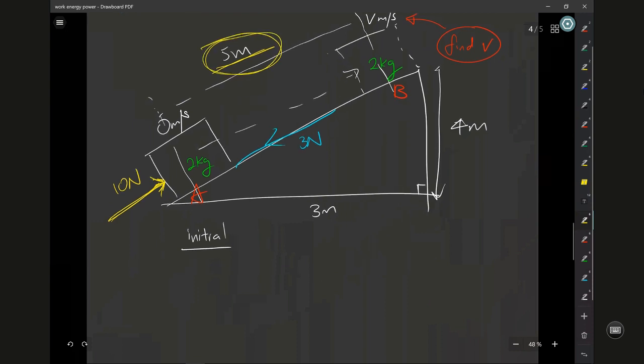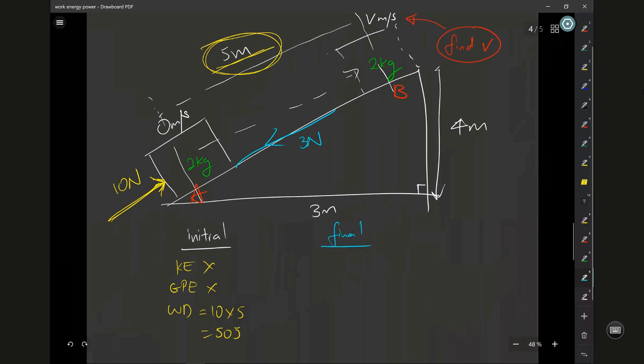Alright, so initially, is there KE? No. Is there GP? No, because it's at the lowest point possible. Is there work done? Yes, and it's given by 10 times 5. We know that you'll have 50 joules pushing it up all the way. Okay, now final.